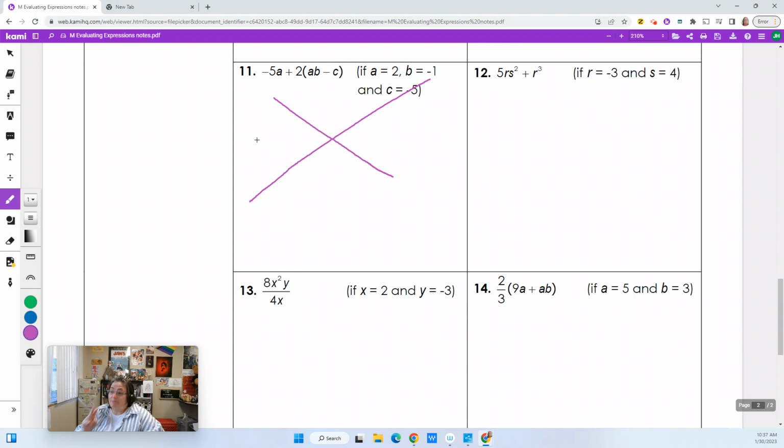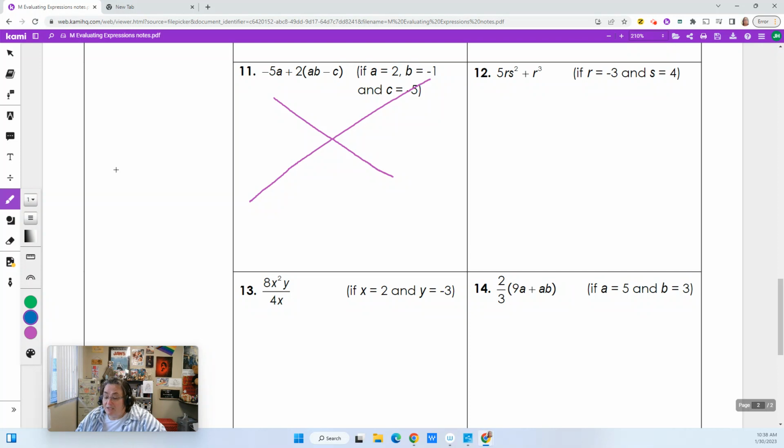12, we've got 2 inputs. I don't want to write in purple anymore. I'll write in blue. 12, we have 2 different inputs. We have an input for R and we have an input for S. And we have that R multiplied to the S squared, and then we have that other R that's cubed. That's what it means when it's got a 3. It means we're multiplying it times itself 3 times, right?